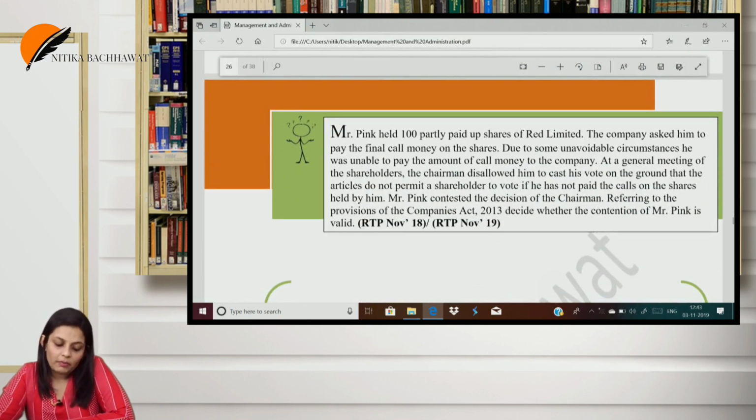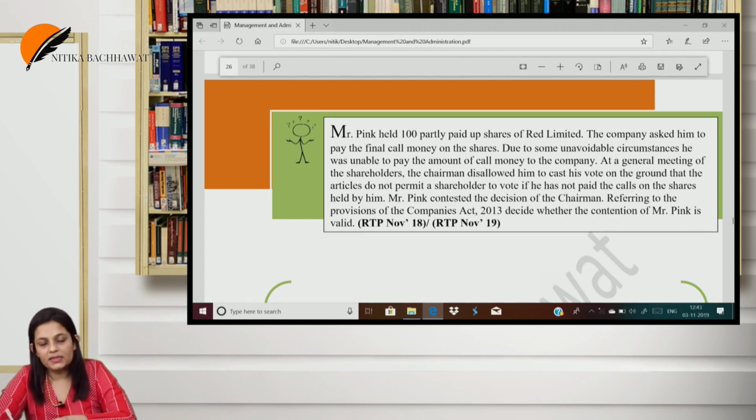Mr. Pink held 100 partly paid up shares of Red Limited. The company asked him to pay the final call on the shares. Due to some unavoidable circumstances, he was unable to pay the amount of call money to the company. At the general meeting of the shareholders, the chairman disallowed him to cast his vote on the ground that the articles do not permit a shareholder to vote if he has not paid the calls.